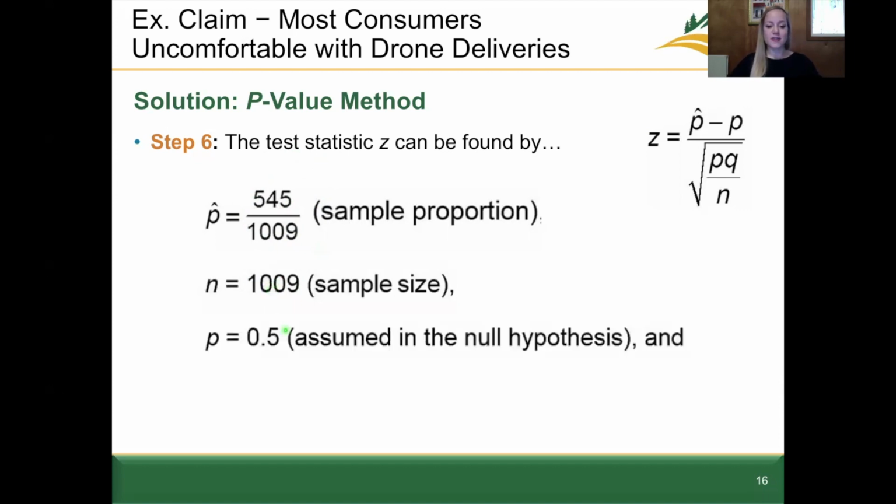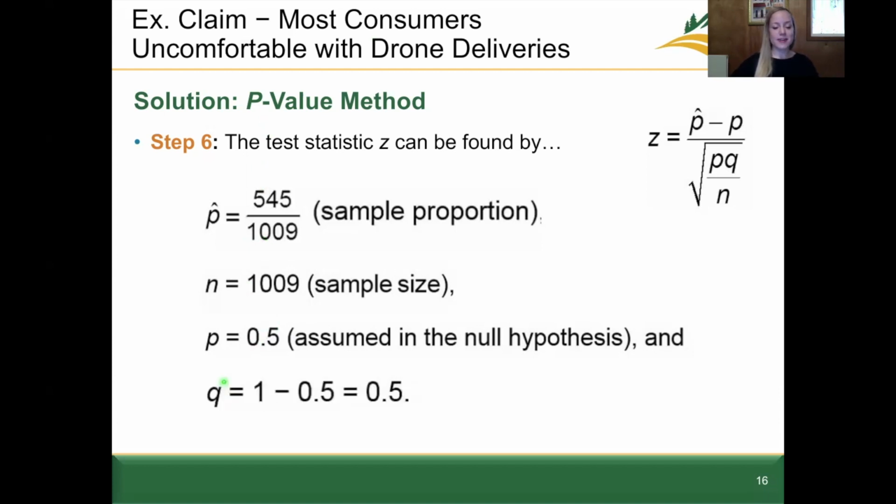Then p we figured out initially as well, p is equal to 0.5. We know this from the original claim being most. We also know this from our null hypothesis, which used the same reasoning. So our p-value is equal to 0.5. We want to know if most consumers are uncomfortable with drone deliveries. Not if 1/3, not if 3/4, not if 5/6, but if most. So this idea of most comes back to this reference point of half, where most is greater than half, right? So we come back to this p-value of 0.5.